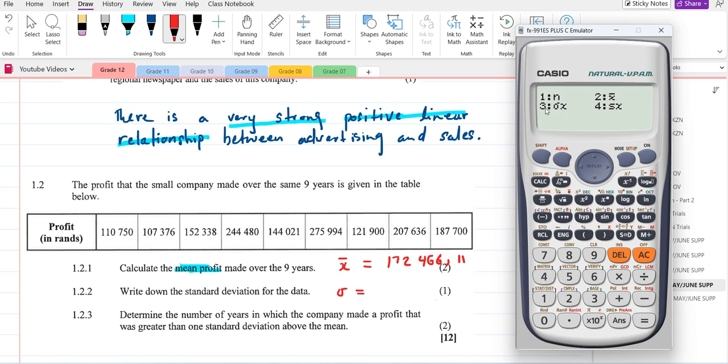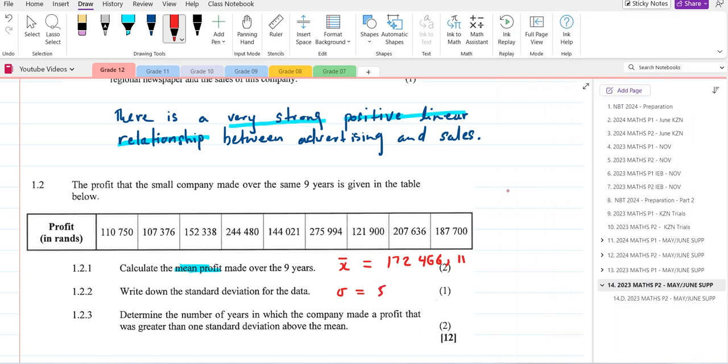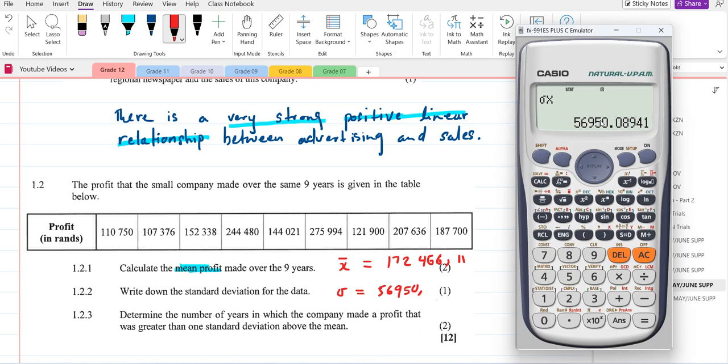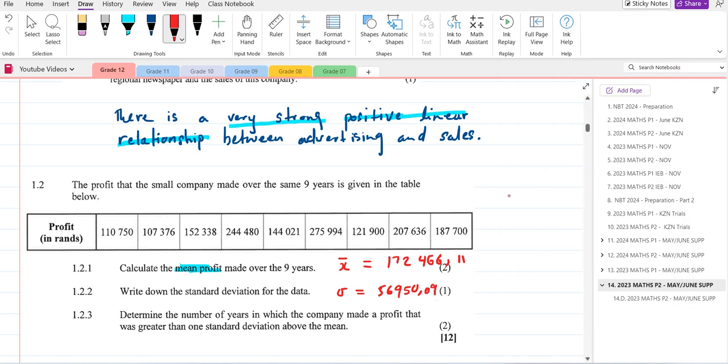Standard deviation I'm getting is, choose option number 3, alright? So I'm getting 56,950.09. Right? Now that's your answers.